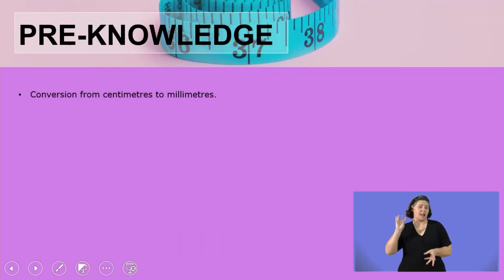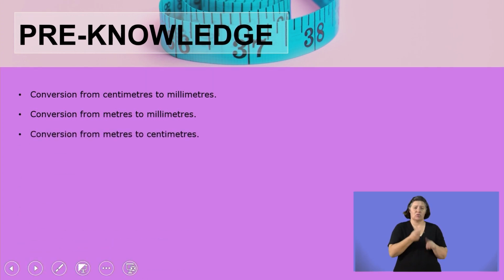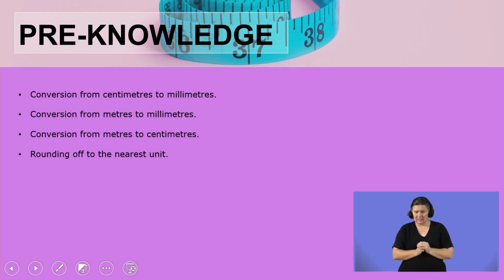Now, let us recap on the knowledge that you had that we need to use in this lesson. Firstly, the conversion from centimeters to millimeters. You need to have the knowledge of conversion from meters to millimeters, the conversion from meters to centimeters, rounding off to the nearest unit, as well as simplifying fractions. So all these are the concepts that we need for this lesson. And I hope as we continue, you will be able to recap what you did previously.